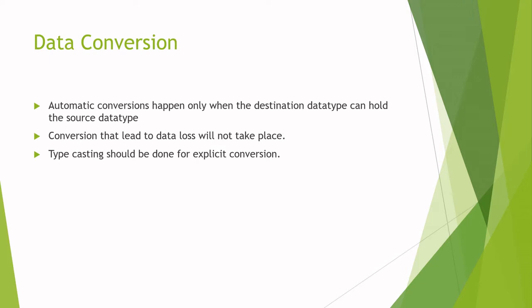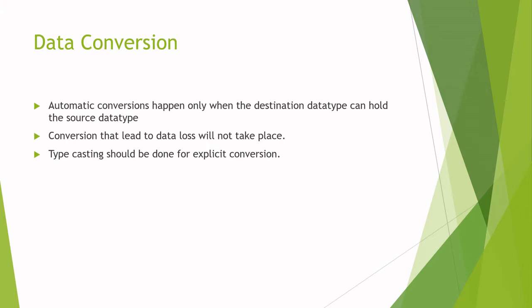That is, automatic or implicit conversion will happen when there is no data loss while assigning the source value to the destination value. For example, if you are trying to convert an integer value to a long value, then there will be no data loss. So, this conversion will take place implicitly.